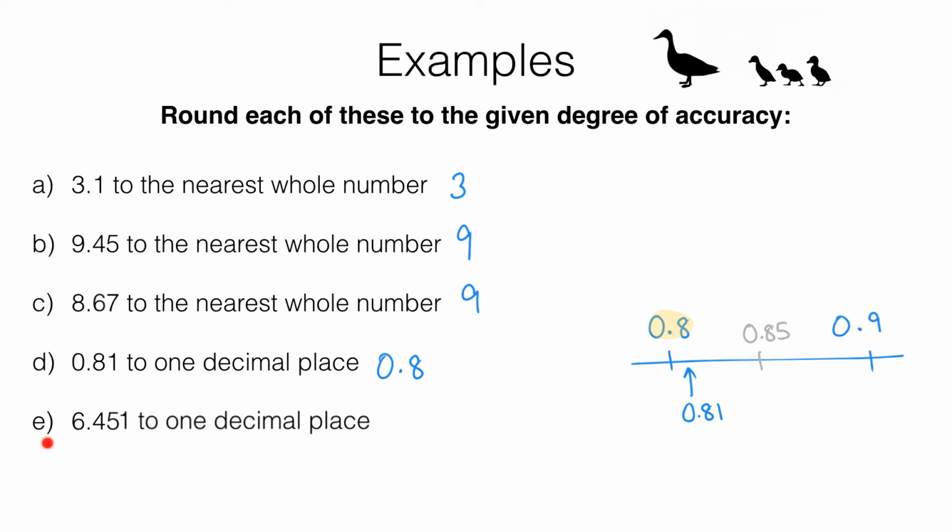Let's move on to part E. We need to round 6.451 to one decimal place. So that means to the nearest tenth again. Pause the video and see if you can do this one for yourself. Here's what you should have got.